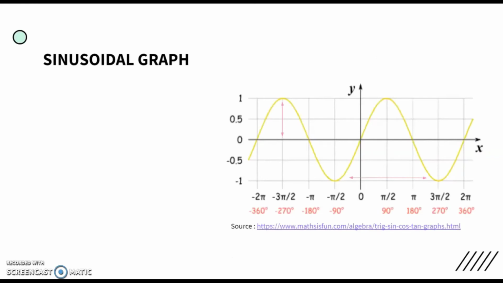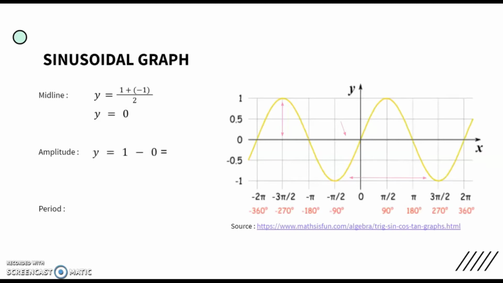I will be showing you two ways you can find the midline, amplitude, and period. The first one is graphing. So this is a sinusoidal graph, or sine graph. To find the midline, you take the average of the maximum and minimum values. So the maximum is 1 and the minimum value is -1. We add them together, divide by 2, and we get y = 0 for the midline.